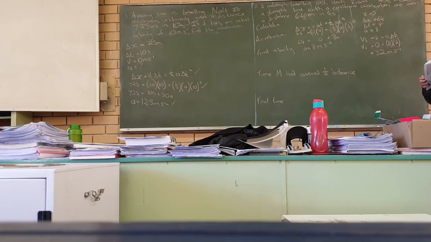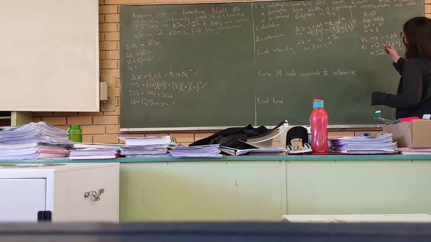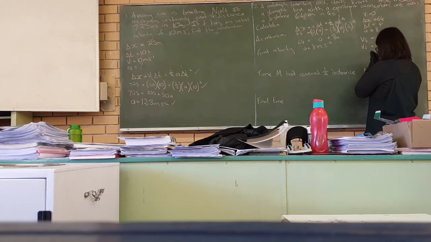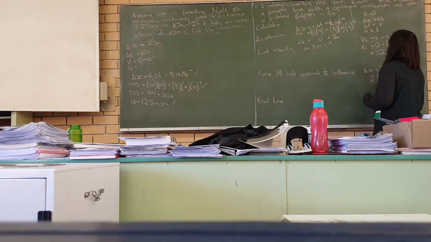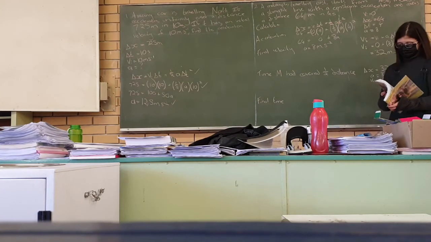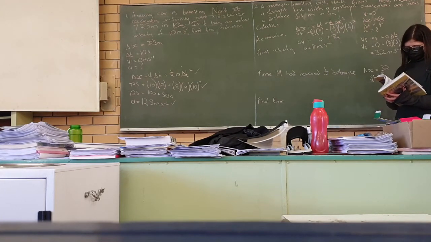The time the motorcycle had covered half the distance. Okay? So, what I first do is I say, okay, what's half the distance? Half the distance gives me a delta x of 32. Now I know my acceleration is still going to be 8. My Vi is still going to be 0. So with those values, can I calculate my delta t? Alright, I don't have my Vf. Can I calculate my delta t with those values?